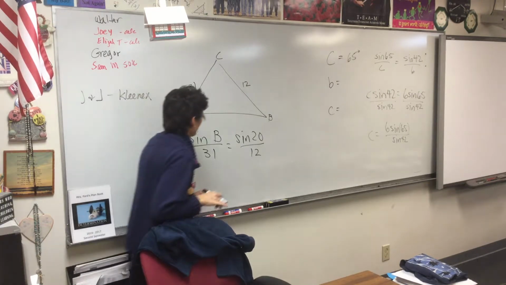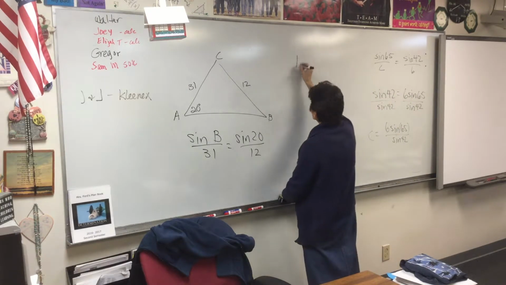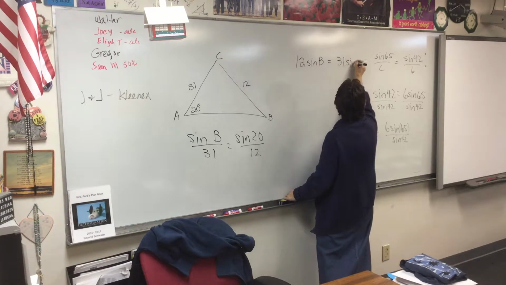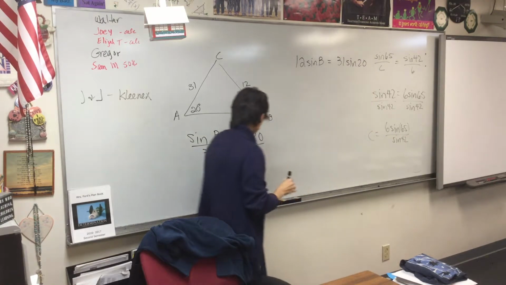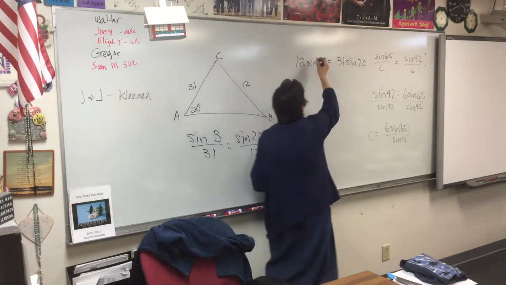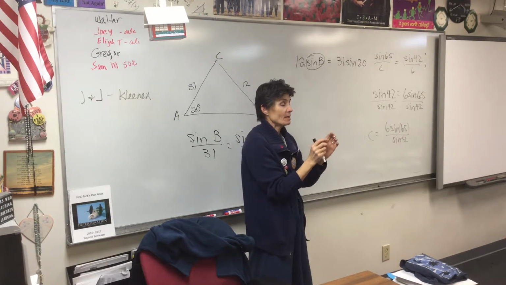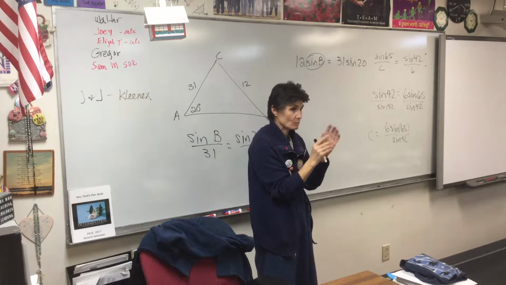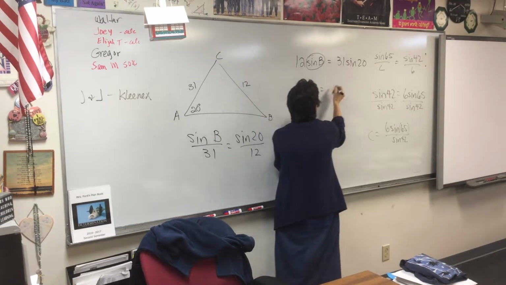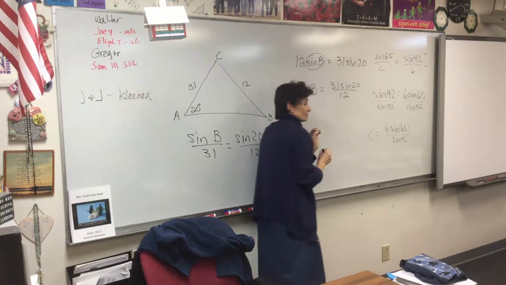All right. So let's cross multiply. Here we go. So cross multiplying, I'm going to have 12 sine B equal to 31 sine 20. All right, just cross multiplying. Everybody okay with that? Now, this is what I'm getting alone. The sine and the B are attached. You can't be splitting those up. But you can divide by 12. So sine B equals 31 sine 20 over 12.